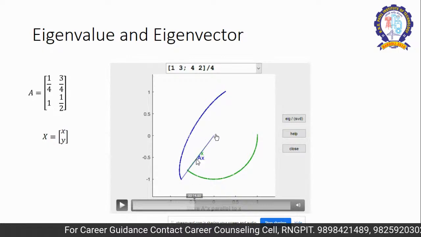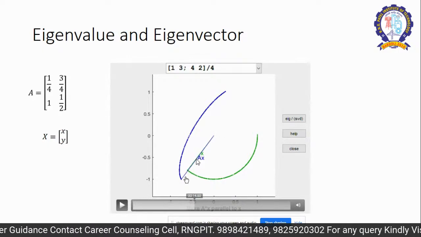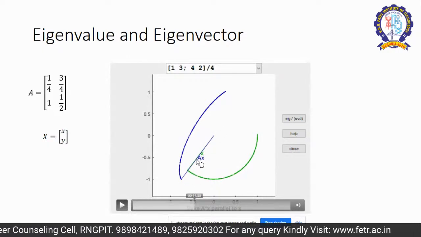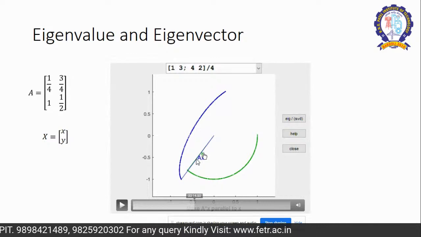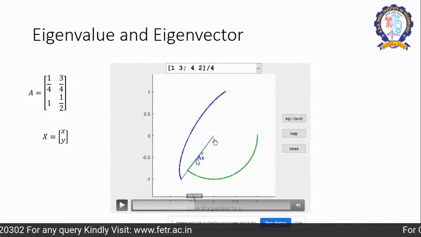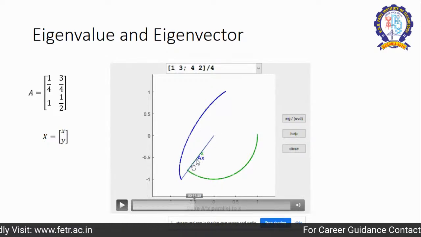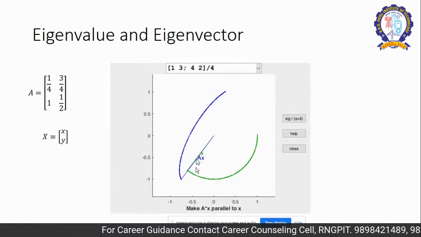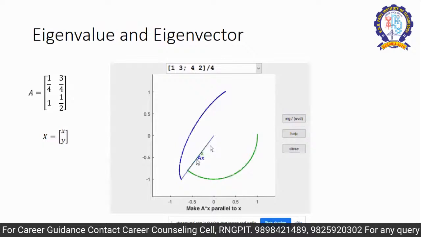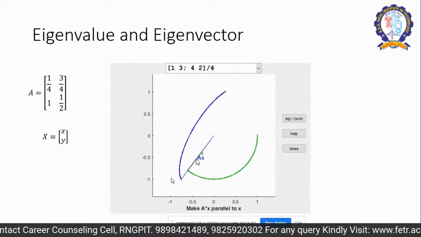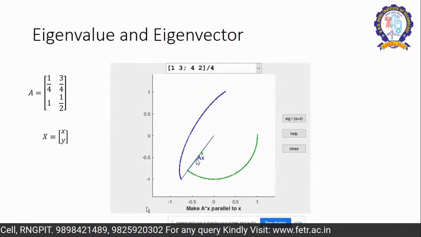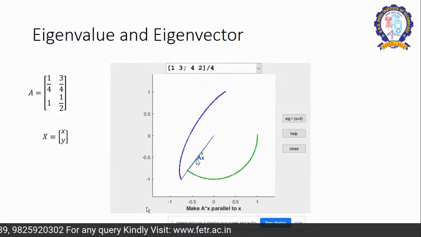So this is where they are collinear. This is x and Ax, and both have the same direction, or it might be the opposite direction, but it is along the same line. So this particular vector is considered an eigenvector. No other vector is an eigenvector except this one, and the scaling factor is called the eigenvalue.